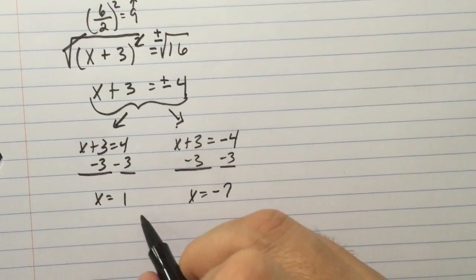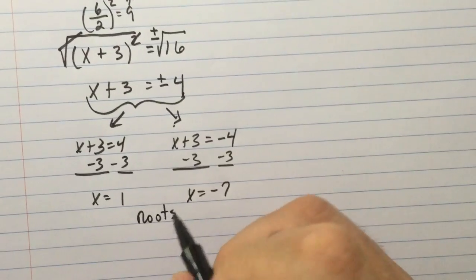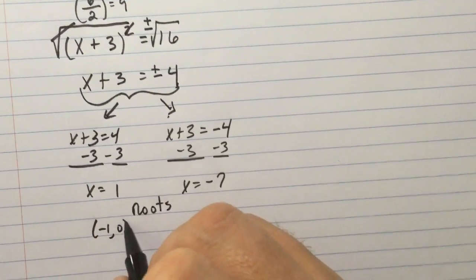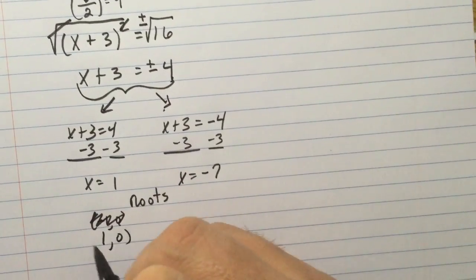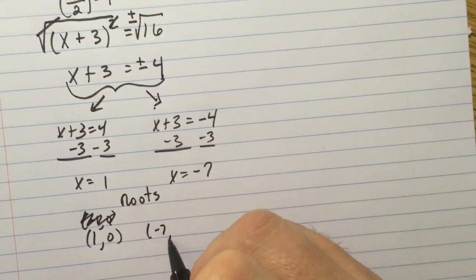Remember, what you have just found are your roots. So this would be negative 1, 0. I'm sorry, not negative 1, 0. That would be 1, 0 and negative 7, 0.